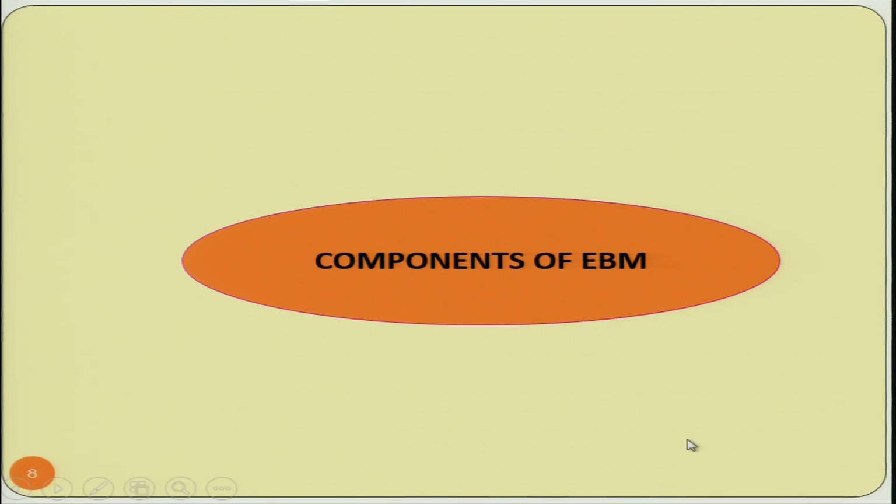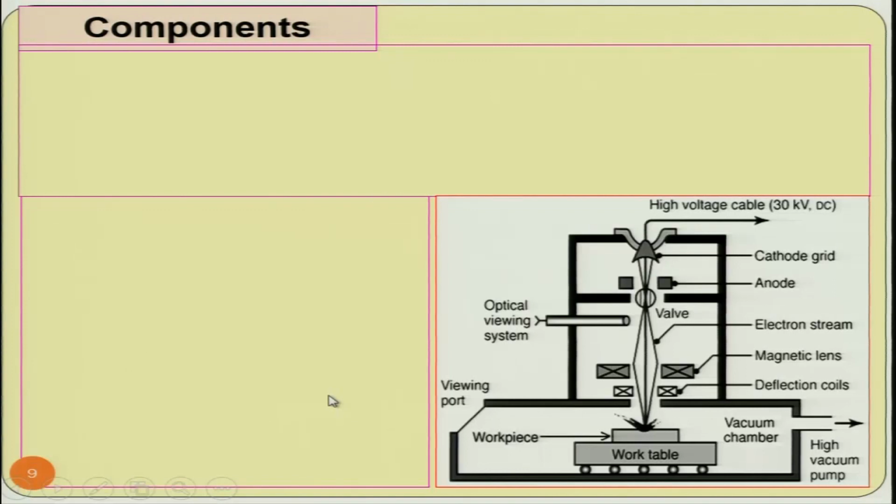Then let us see the components of the electron beam machining or electron beam micro machining process setup. Now, you can see various components shown over here: a high voltage cable, the cathode grid, the anode, and then the optical viewing system. Through this optical viewing system, you can see the location and some characteristics of the electron beam, and here is the wall. Then this is the electron stream.